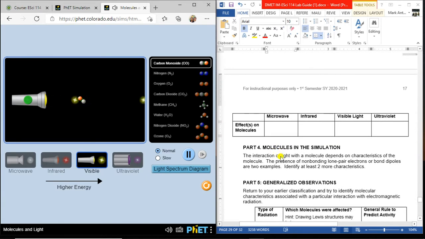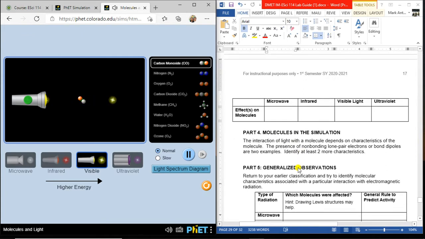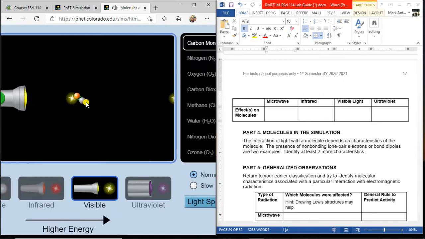Then part 4, molecules in a simulation. The interaction of light with a molecule depends on characteristics of the molecule. The presence of non-bonding lone pair electrons or bond dipoles are two examples. So identify at least two more characteristics. The result is why they spin and stretch, because of their bonds. Notice in carbon dioxide, zoom in on it.